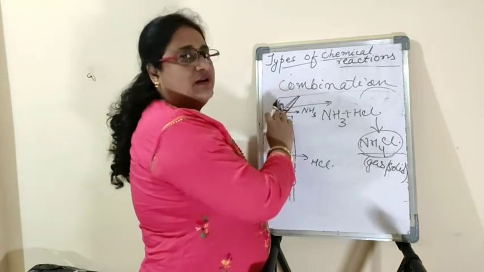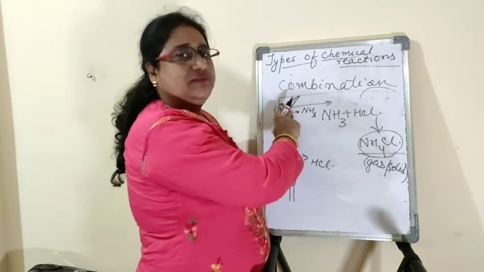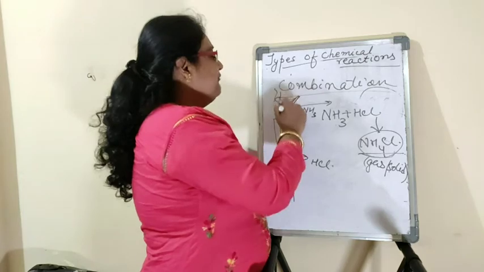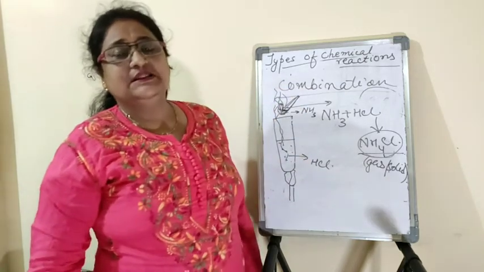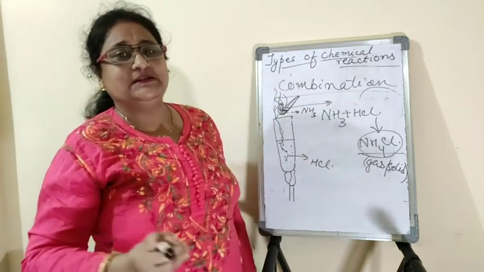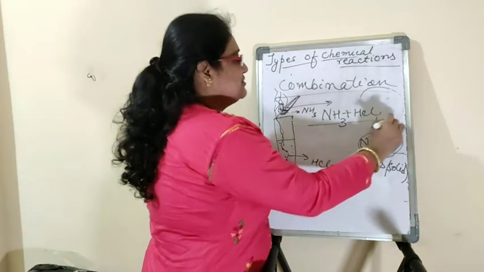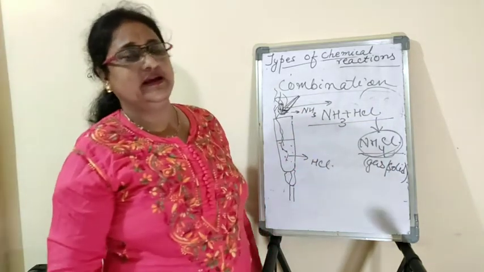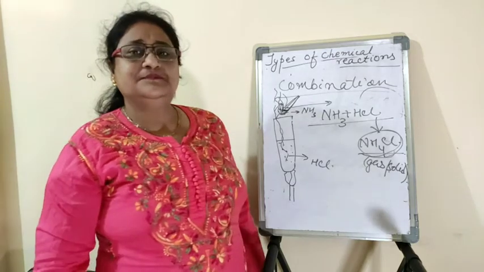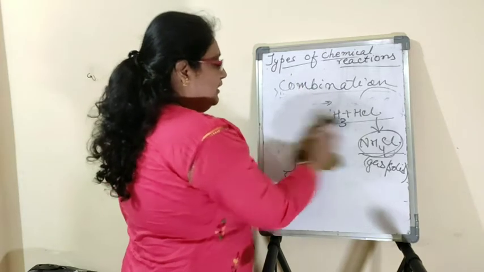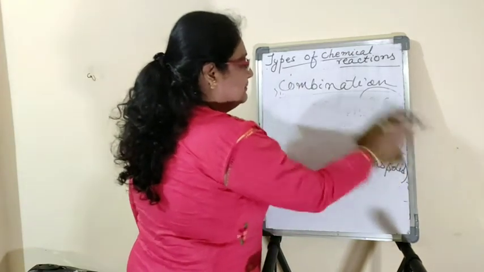When the hydrochloric acid gas comes in contact with the ammonia gas, white smoke or white fumes will come out. These white fumes are nothing but ammonium chloride, which is formed after the combination of ammonia and hydrochloric acid. Clear? So this is the experiment along with the reaction. This is also a combination reaction.